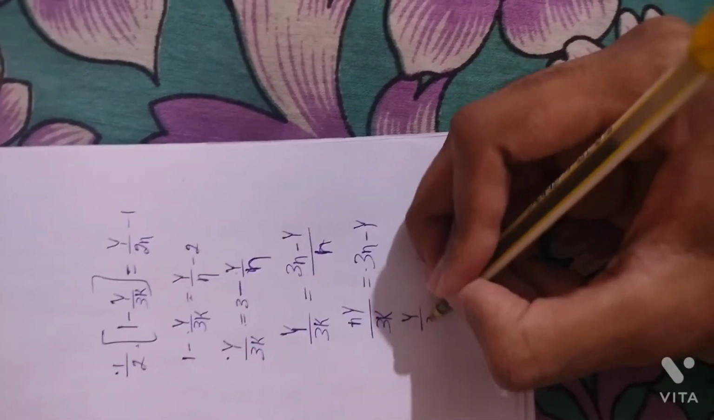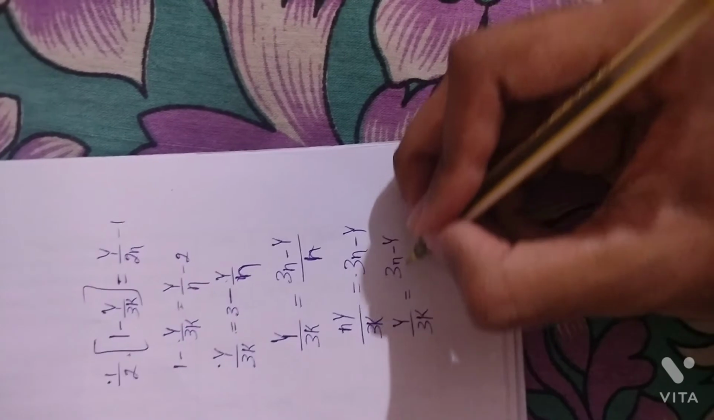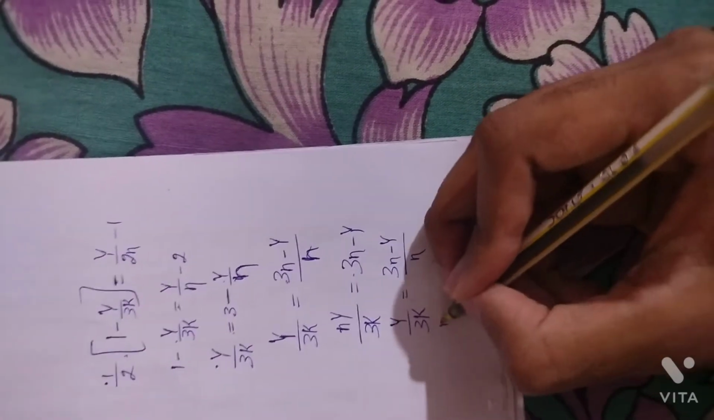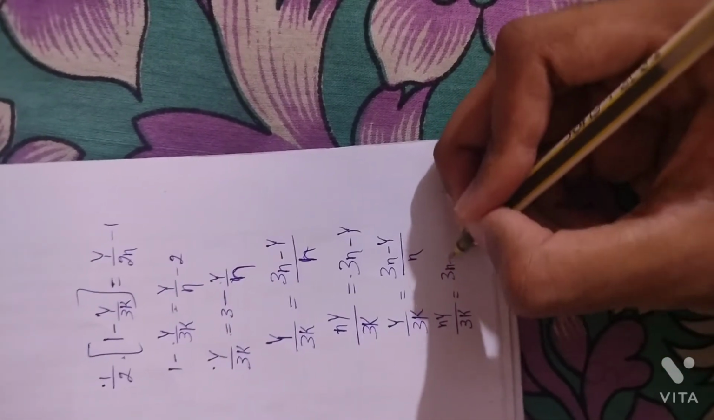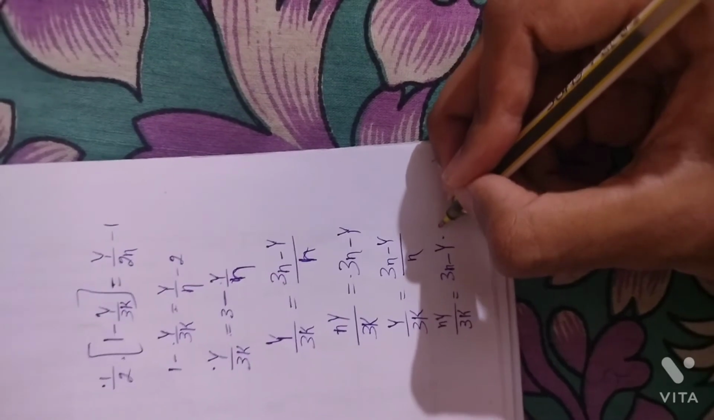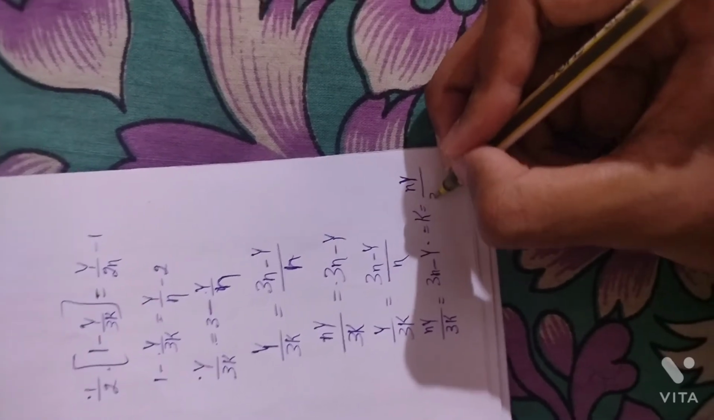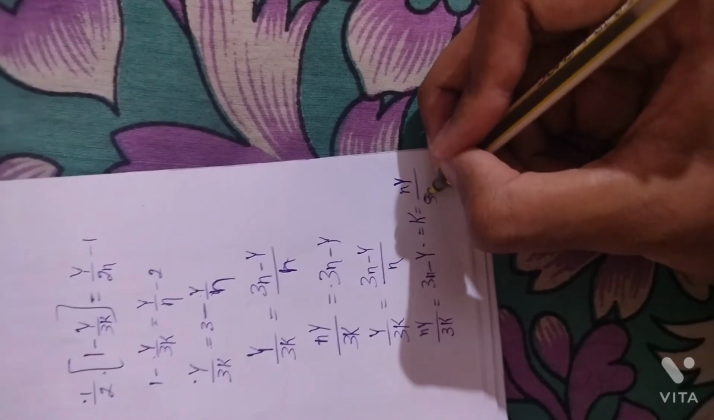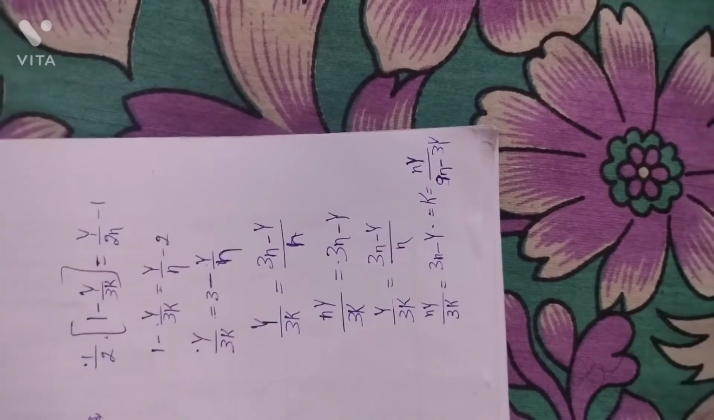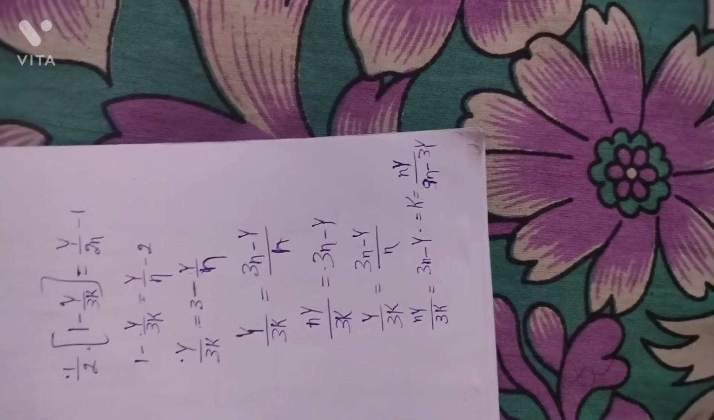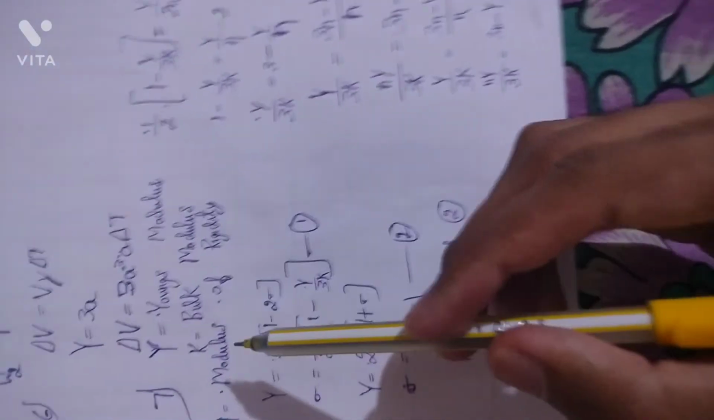Finally, Y/3K is equal to (3n minus Y)/n. Therefore nY/3K is equal to 3n minus Y. The final formula we get is K is equal to nY/(9n minus 3Y). So this is the final formula we get to find the correct relation among the given quantities: Young's modulus, bulk modulus, and modulus of rigidity.